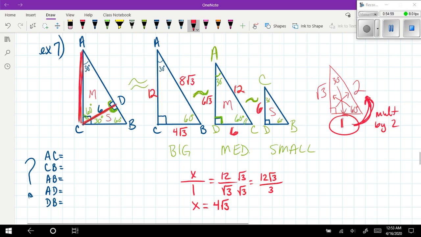Let's see, what other triangle do I have to finish? I've got that baby triangle. I want that small triangle. Hey, look what I just found, that x, which was side CB or BC. That was 4 root 3 right here.